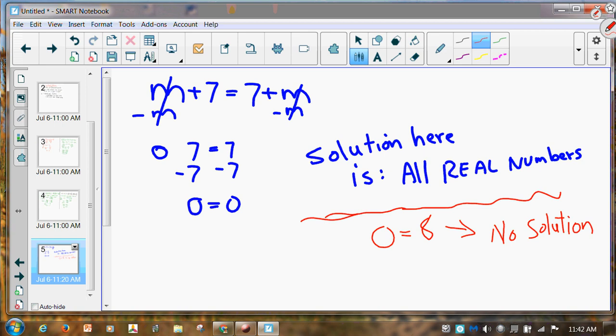And so in this case where you get 0 equals 0, right, you have all real numbers for your solution. If you get this case, you get no solution, okay? And that concludes this presentation.